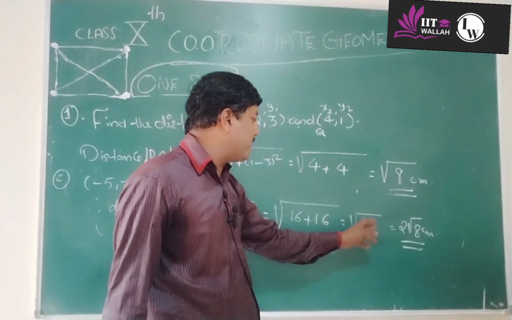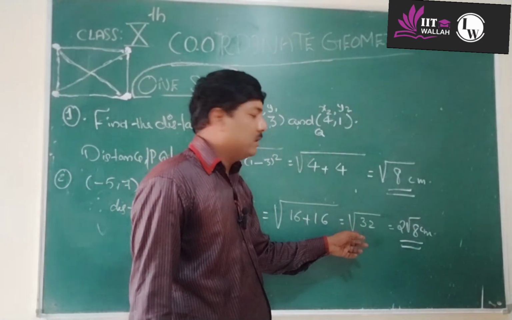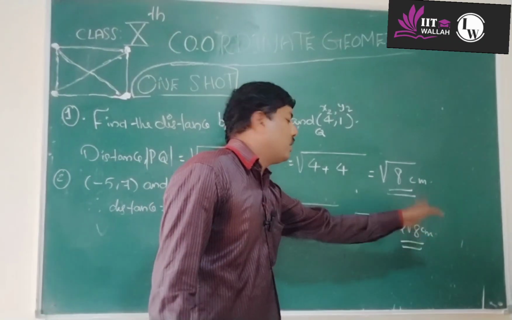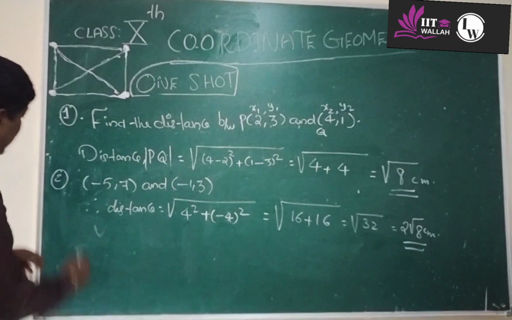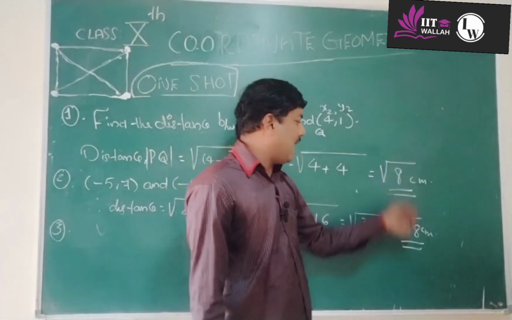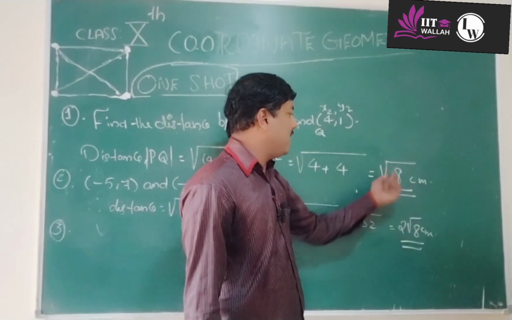32 you can write 8 into 4. 8 4s are 32. And root of 4 is 2. And 8 will be there. 2 root 8 centimeter. This is how you can find. So always you need to write like this in the answer, because answer keys are given like this.